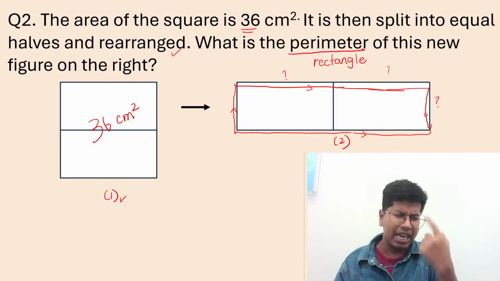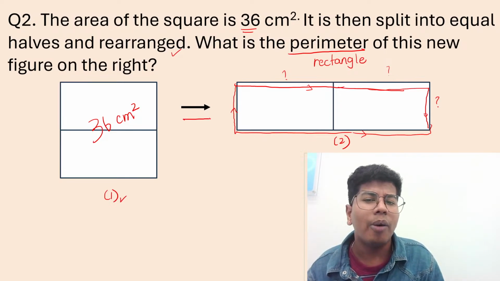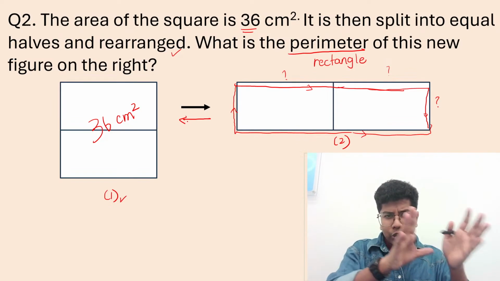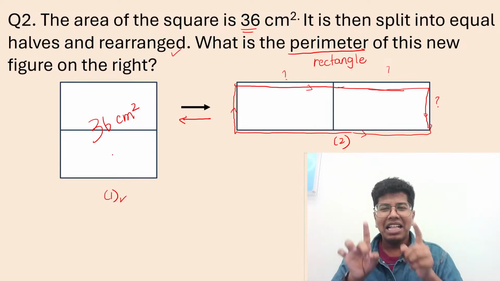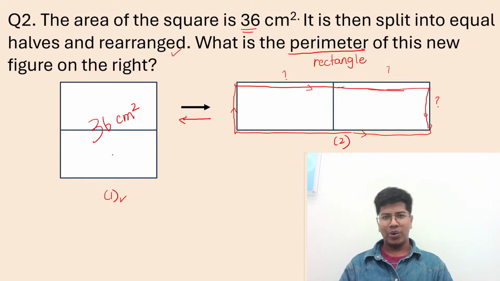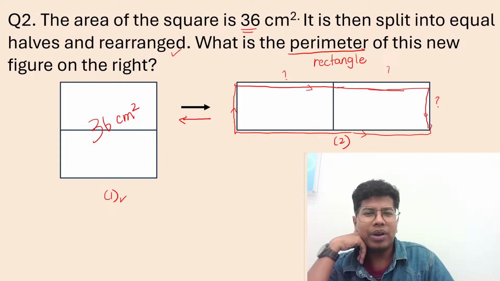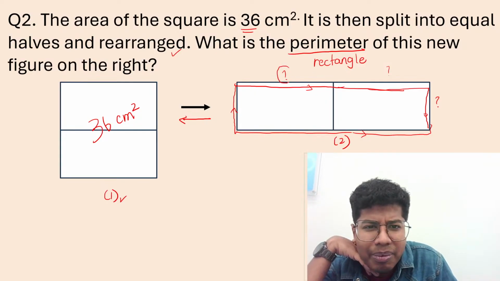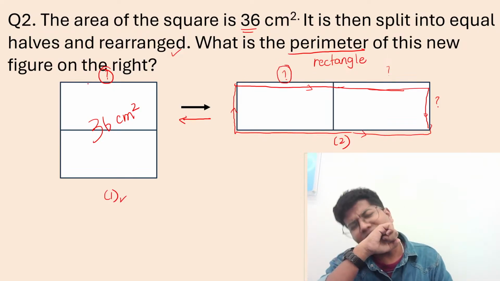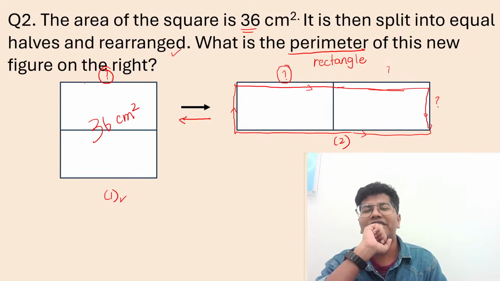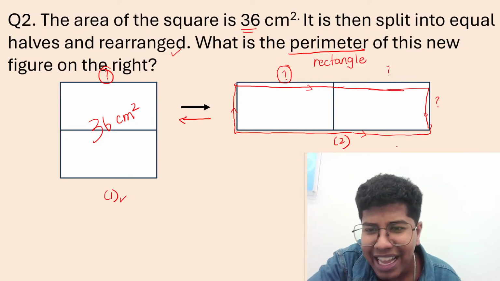But let's just recollect. Let's just go back to the shape that it came from. So if we look at the square that is present here, the area of the square is given to us. So if area is given, can we find out this length that is present here? It's the same length that is present in here. Can we find out the length of this square? That is the side length. Can we?